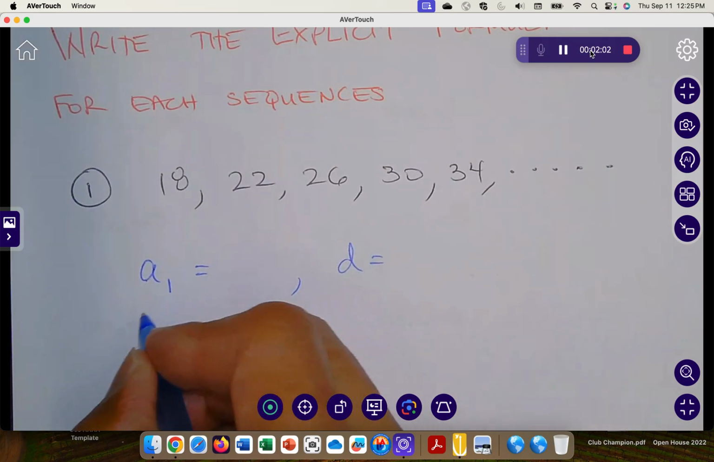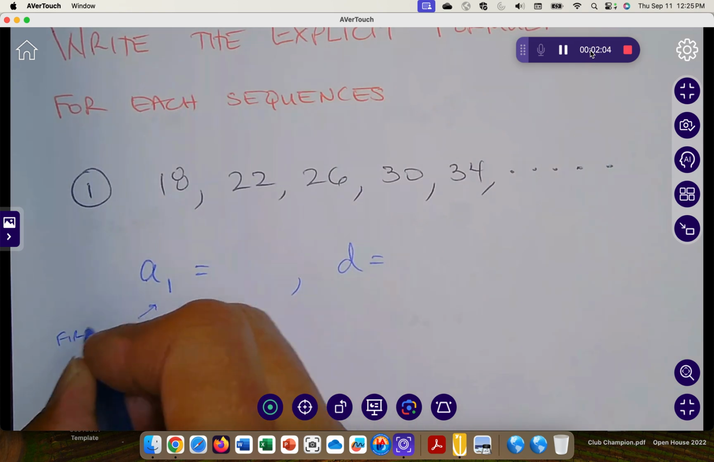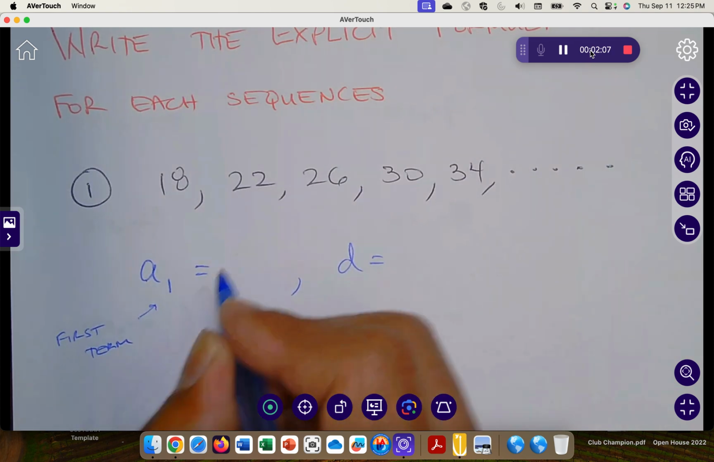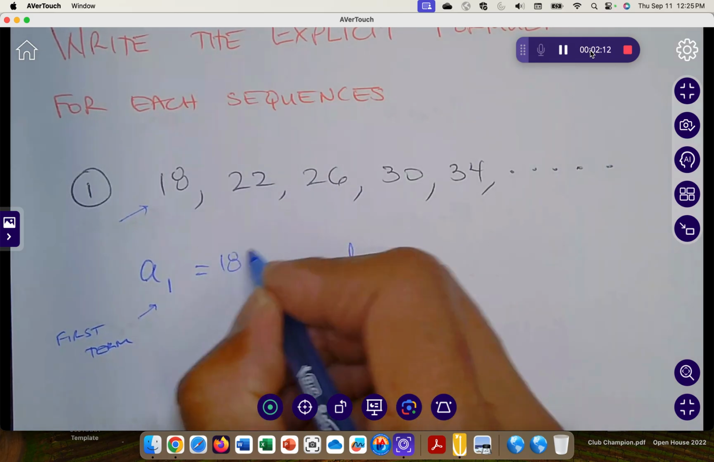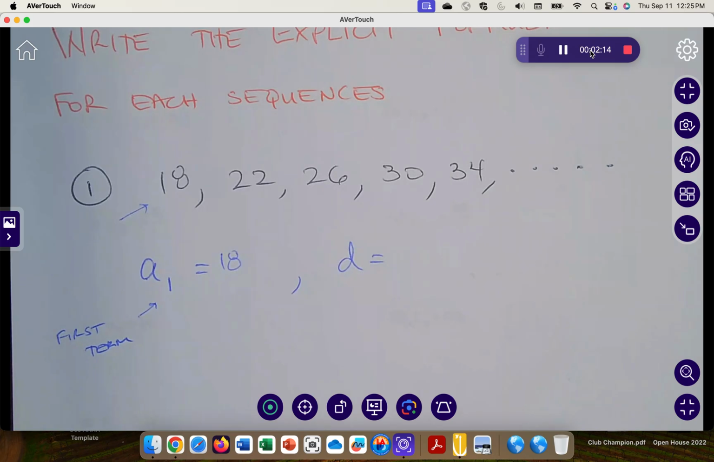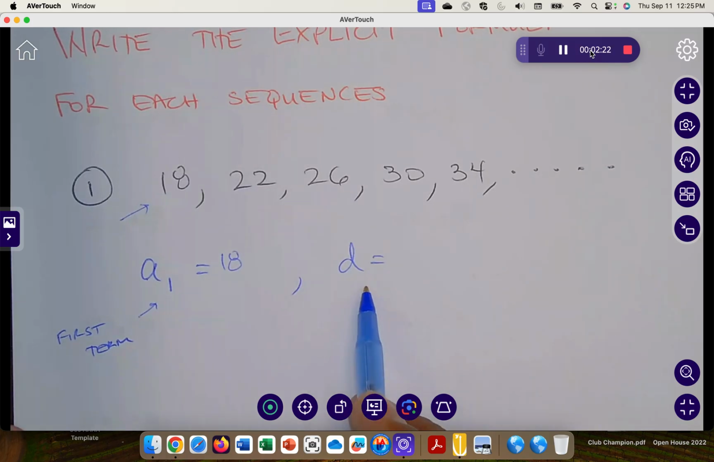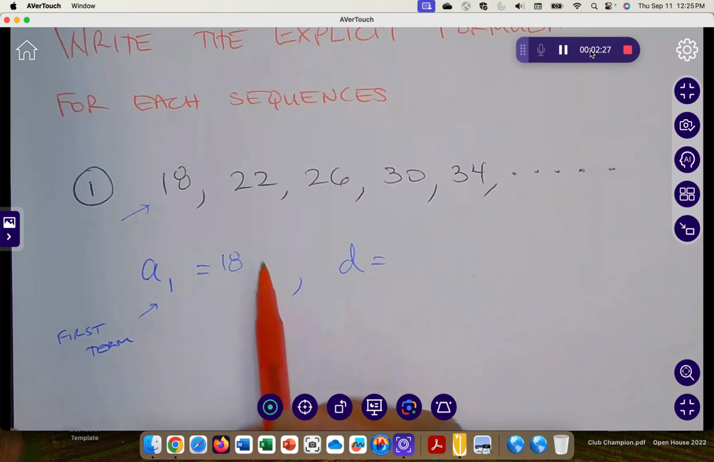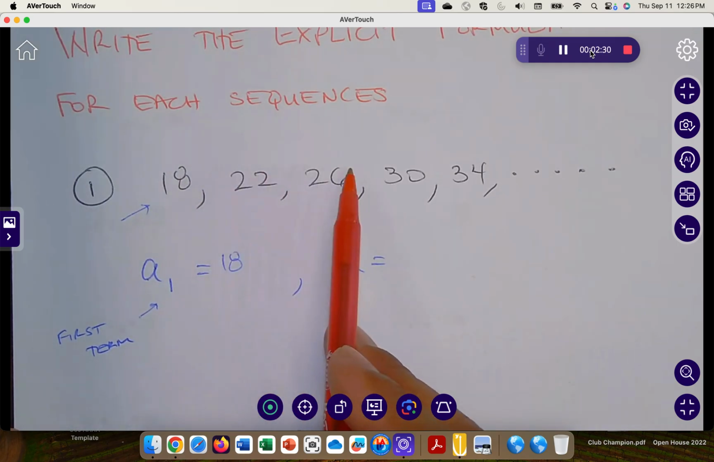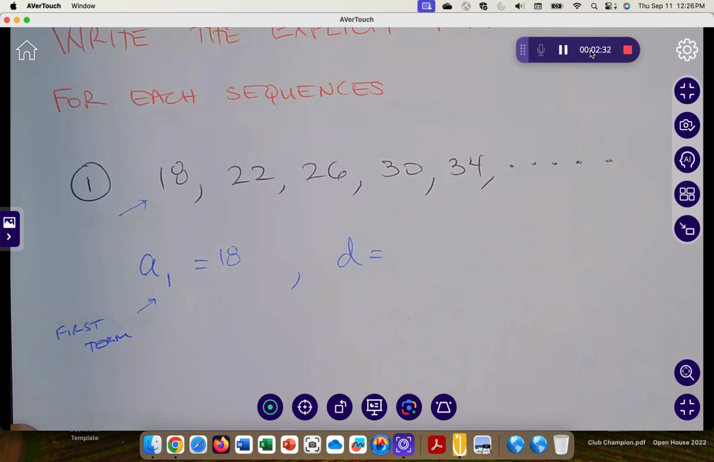A1 means what? The first term. They're already showing you all the sequence, so the first term is what? Right here. 18. D means what? The common difference. Remember, this means the common difference. So look, you got to look at this pattern, use your calculators, or you could. This one's simple enough. If it's increasing, it could be adding or it could be multiplying, and if it's decreasing, it could be subtracting or dividing. But right now we're doing just adding and subtracting.